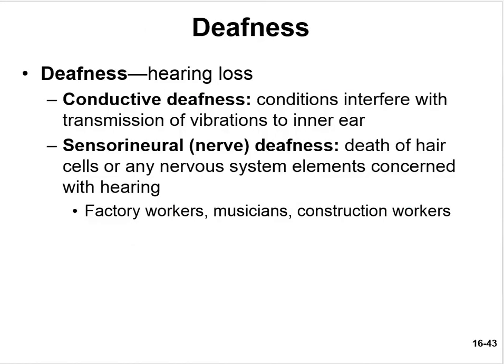Deafness is hearing loss. Conductive deafness are conditions that interfere with the transmission of vibrations to the inner ear. And nerve deafness, or sensorineural, is death of hair cells or any other nervous system element concerned with hearing. For instance, musicians that have been exposed to loud music over time, or factory and construction workers who are in the presence of loud sounds and don't use hearing protection, can fall ill to nerve deafness.